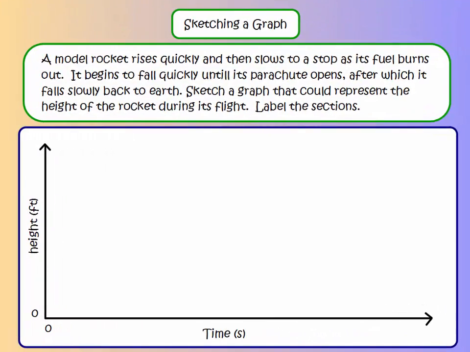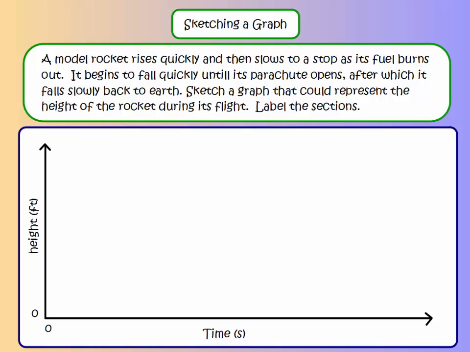Okay, we can also do stuff like sketching a graph based on a story. So let's take a look at this story. A model rocket rises quickly and then slows to a stop as its fuel burns out. It begins to fall quickly until its parachute opens, after which it falls slowly back to Earth. Sketch a graph that could represent the height of the rocket during its flight, and label the sections.